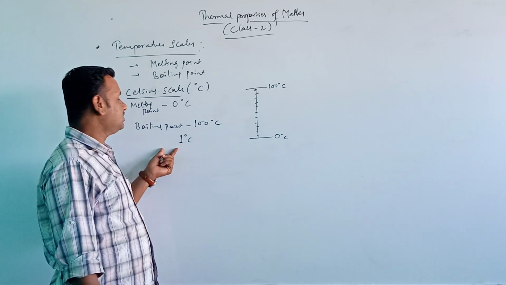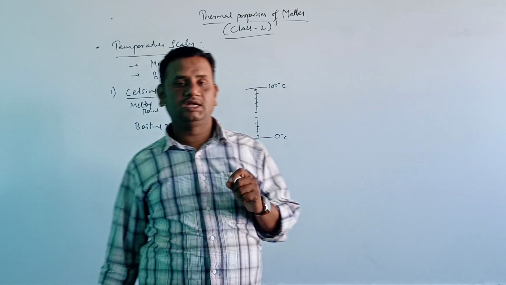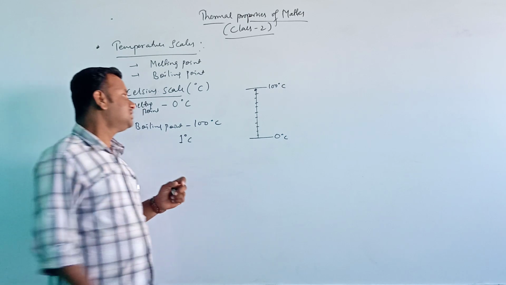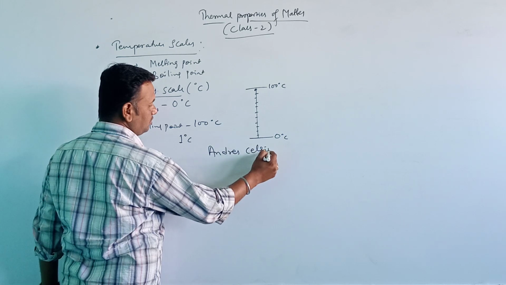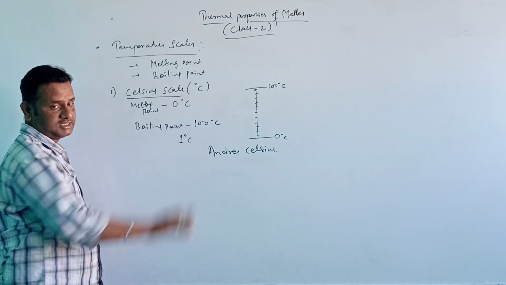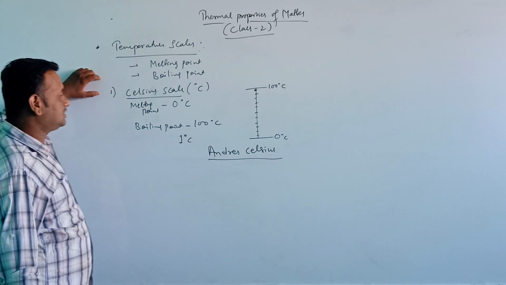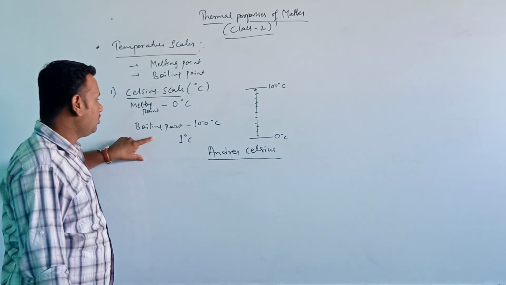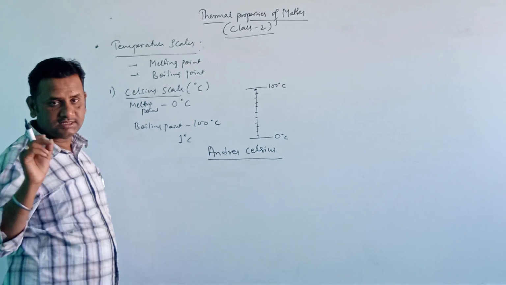This Celsius scale was first discovered by a Swedish astronomer, Andreas Celsius. Hence this scale is named the Celsius scale. So in the Celsius scale, the melting point is 0 degrees Celsius and the boiling point is 100 degrees Celsius. Each division is 1 degree Celsius.